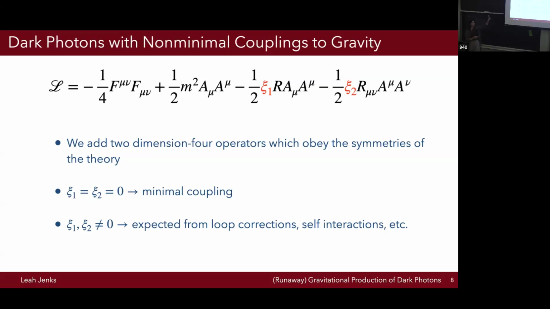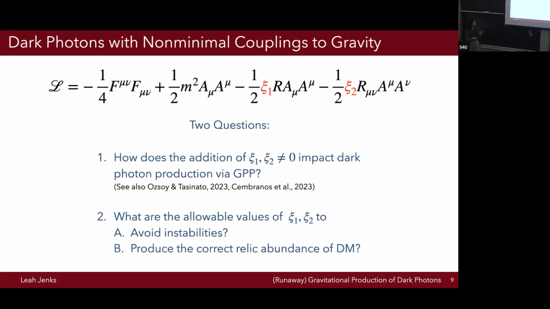Okay, so proceeding, assuming this is kind of the generic setup that one should consider, we can ask 2 questions. So the first is how does the addition of these non-minimal couplings, C1 and C2, impact dark photon production via GPP? And then I should also say there were a few other papers that came out around the same time as ours that looked at some additional aspects of this as well, to think about the impact of these couplings.